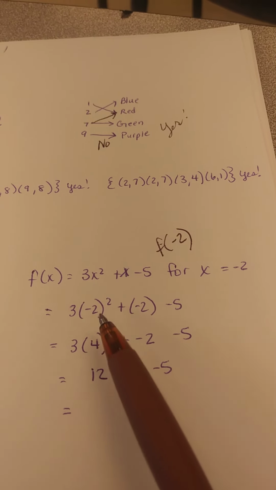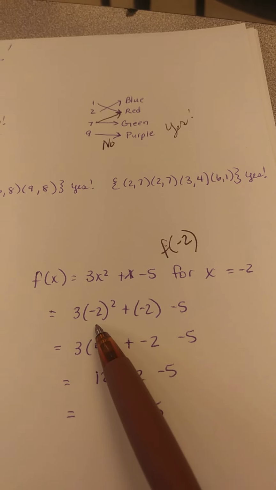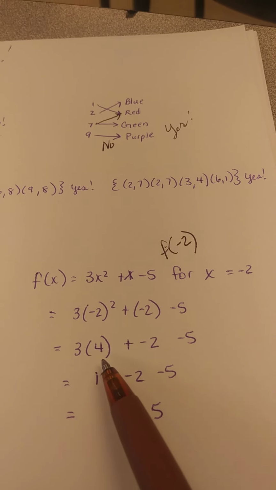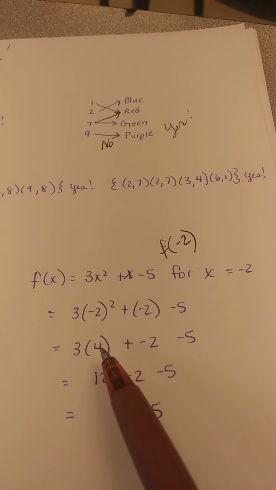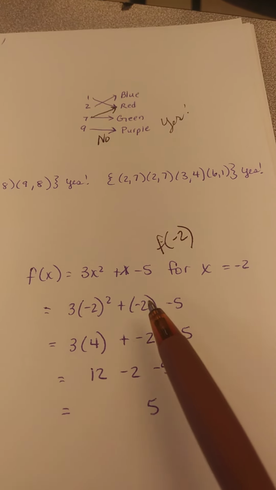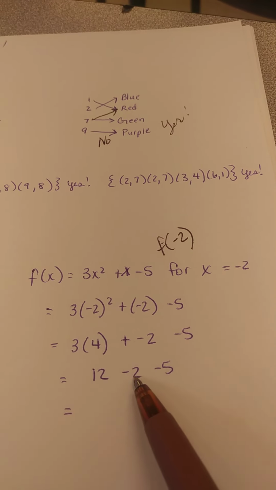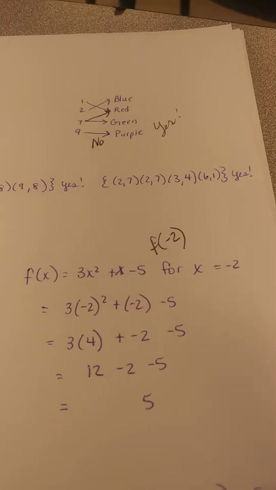3 times 4, because negative 2 squared is 4. Negative 2 with the parentheses squared is 4. Negative 2 without the parentheses is different. It's negative 4. So we got to be sure we put the parentheses. Then plus negative 2 minus 5, and that's 12 minus 2 minus 5, which gives me the 5.